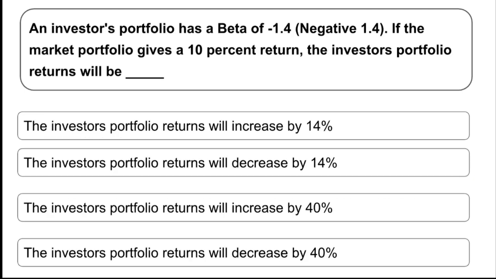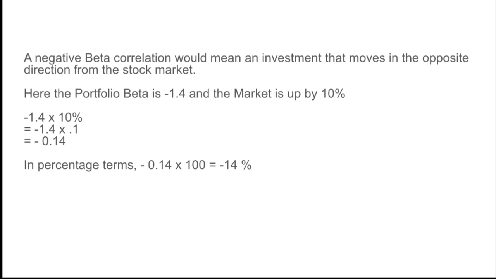Going to the next question. An investor portfolio has a beta of minus 1.4, that is negative 1.4. If the market portfolio gives 10% return, the investor's portfolio returns will be. So again we are coming to a numerical. Let's see, a negative beta correlation would mean an investment that moves in the opposite direction of the stock market. Here the portfolio beta is given as minus 1.4 and the market is up by 10%.